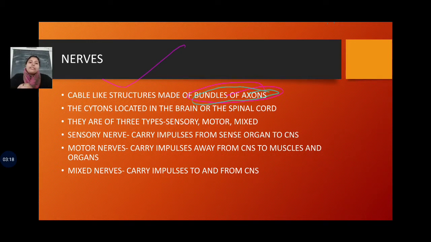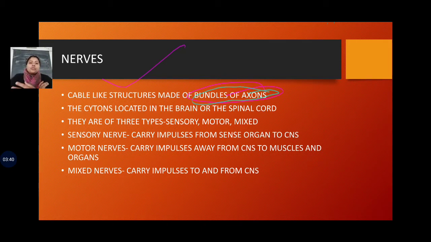Basically these nerves are of three types. We know them as sensory nerves, motor nerves and mixed nerves. So how many types of nerves are there, children? Three types: sensory nerves, motor nerves and mixed nerves.